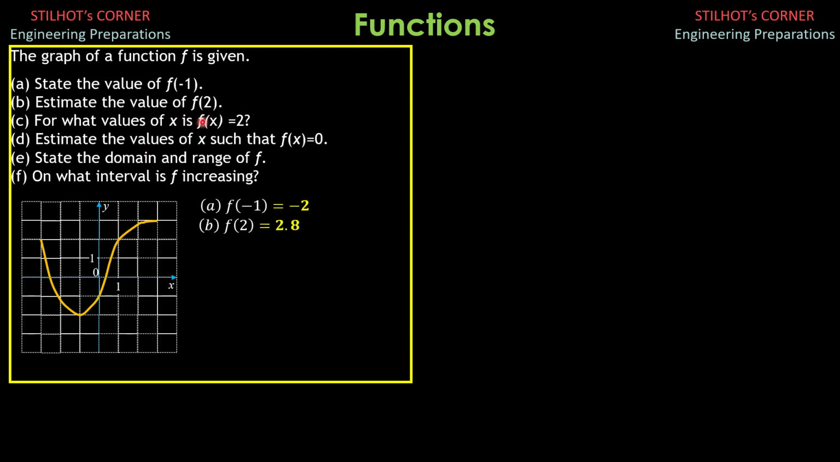Then for what values of x is f of x equal to 2? So this is the line, the function f of x equals 2. And there are two values of x for which f of x is 2. One is here, so -1, -2, -3. So x is -3, and the other value of x where f of x is 2 is here, and it is x is 1. So x is -3 and x is +1. Those are the values for which f of x is 2.